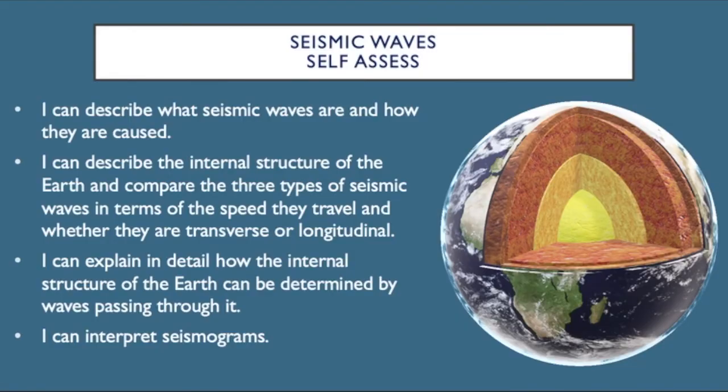So this is what we've done in this lesson. These are the things you should be able to do. You should be able to describe what seismic waves are and how they're caused. You should be able to describe the internal structure of the Earth and compare the three types of seismic waves in terms of speed they travel and whether they are transverse or longitudinal. You should be able to explain in detail how the internal structure of the Earth can be determined by the waves passing through it, and you should be able to interpret seismograms.